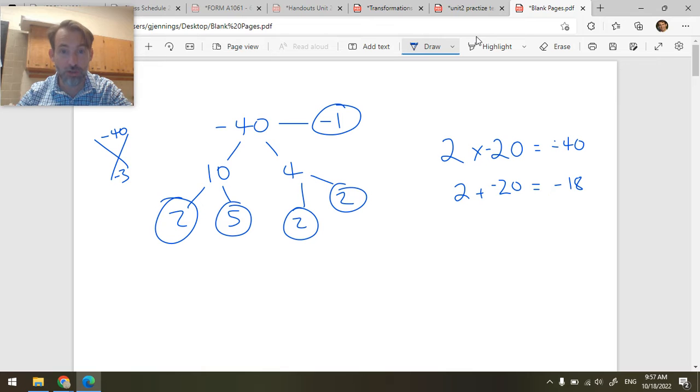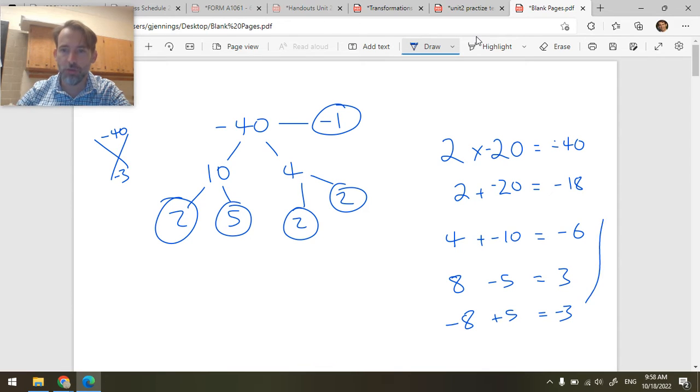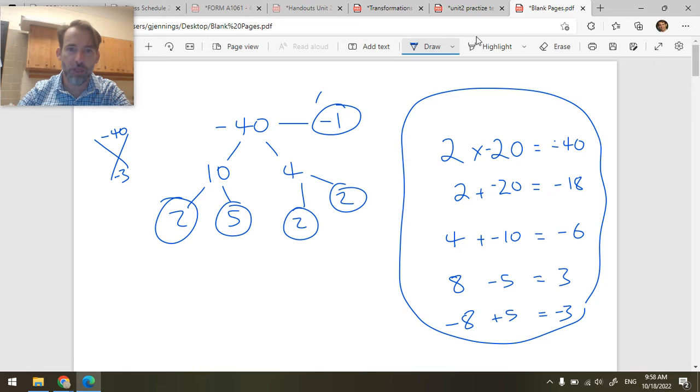So instead of grouping only one of these 2's on its own, let's put two 2's together. We'll make it 4 plus negative 10. Well, that's close. I got to negative 6, but I want negative 3. So I want an even closer difference. Let's try all the 2's together. 8 times minus 5 would give me minus 40, but that adds to give me 3. Oh, darn, I want a negative 3. So flip the signs: negative 8 plus 5. There's my minus 3.